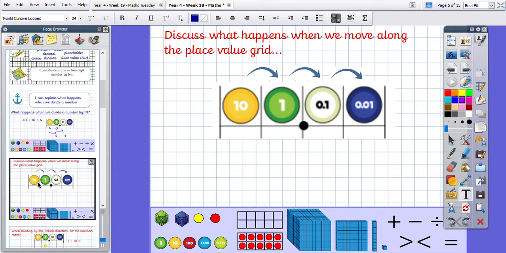So what happens when we move through our place value grid? We are moving to the right today because we are dividing. Thinking about what happens as we move through each column in our place value grid, pause the video and have a little think. Okay, so when we move through each column of our grid, the numbers descend, so they get smaller, and they get smaller by 10 times each time. So our hundreds are 10 times smaller than our tenths, which are 10 times smaller than our ones, which are 10 times smaller than our tens column.